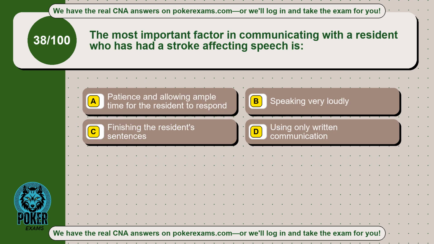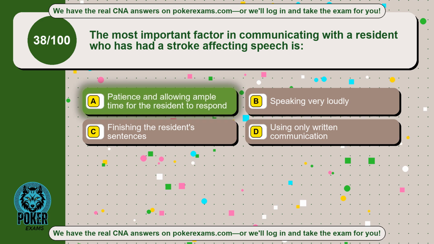Question 38. The most important factor in communicating with a resident who has had a stroke affecting speech is. Option A, patience in allowing ample time for the resident to respond. Option B, speaking very loudly. Option C, finishing the resident's sentences. Option D, using only written communication.